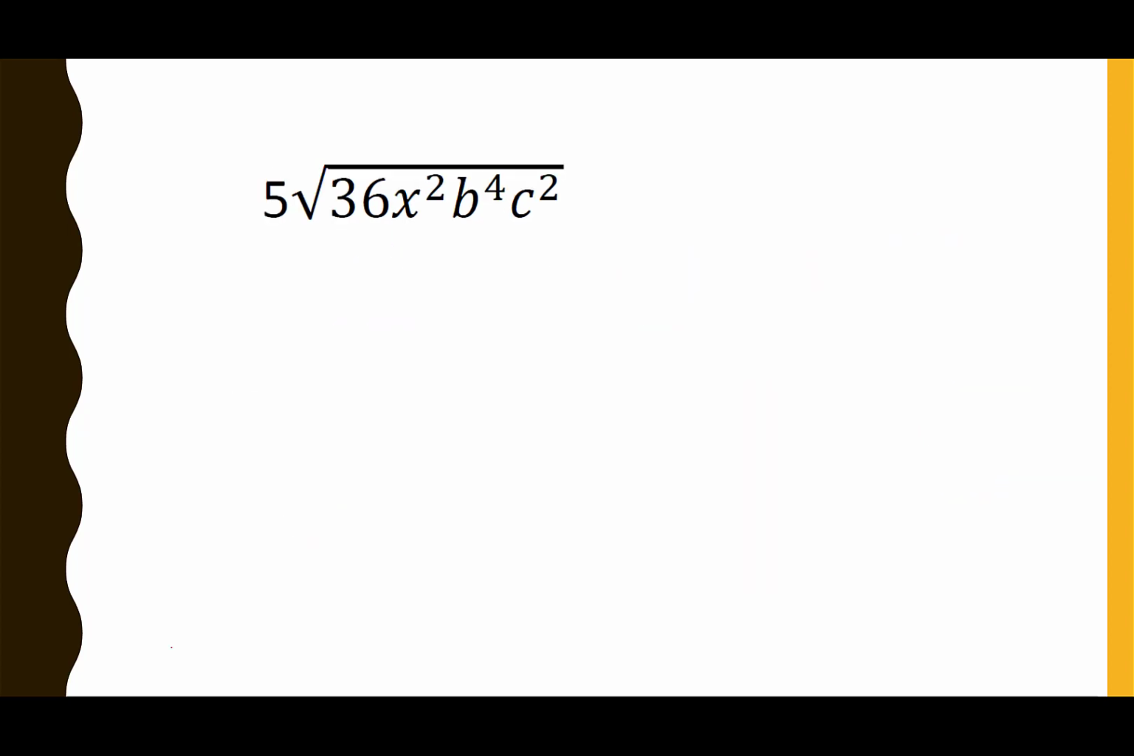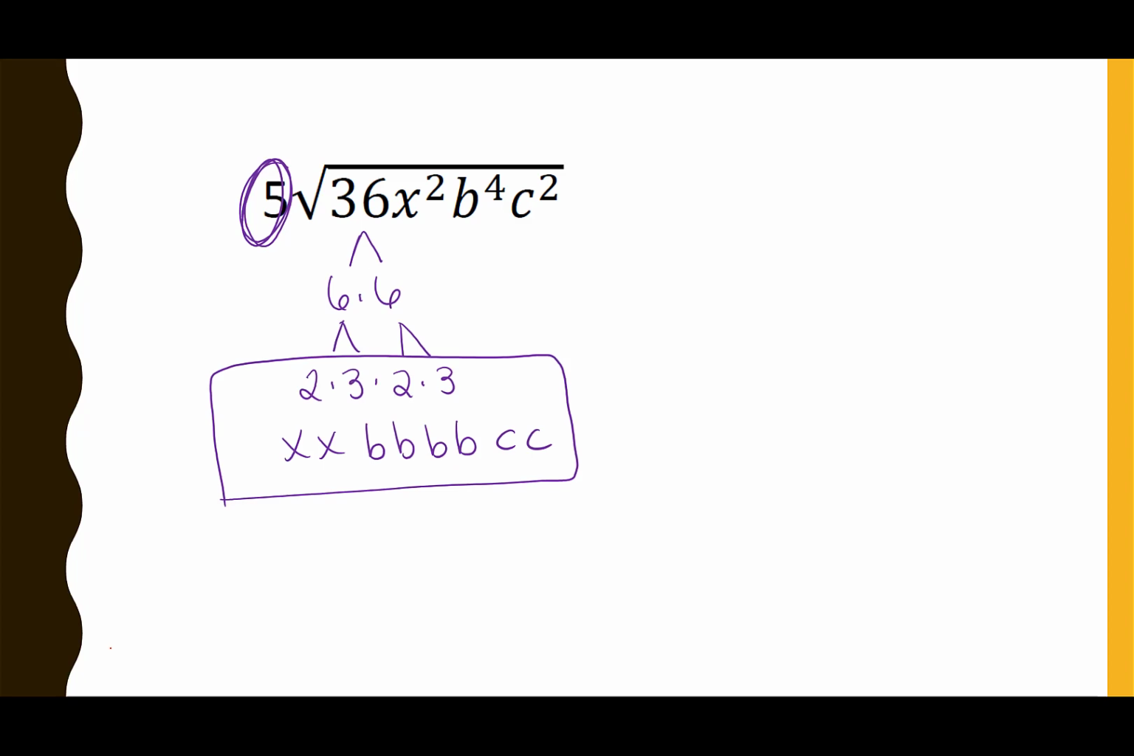Okay, take a look at this problem. This one is just like the one before, so I'd love for you to stop the video and try this one on your own. The only thing I want to point out that's different is that there is a number here on the outside of the radical that you need to make sure to multiply through when you are writing out your final answer. So go ahead and pause the video and work this out on your own and then catch up with me. Okay, so here I have made my factor tree.